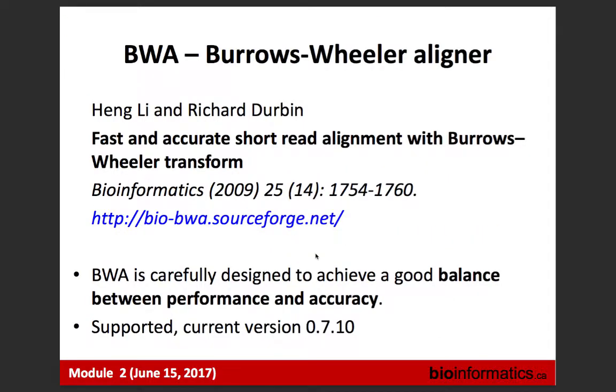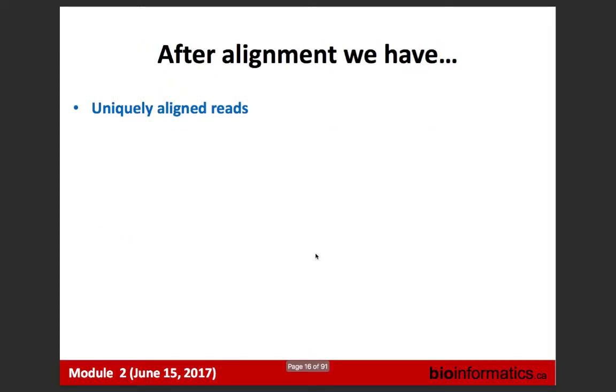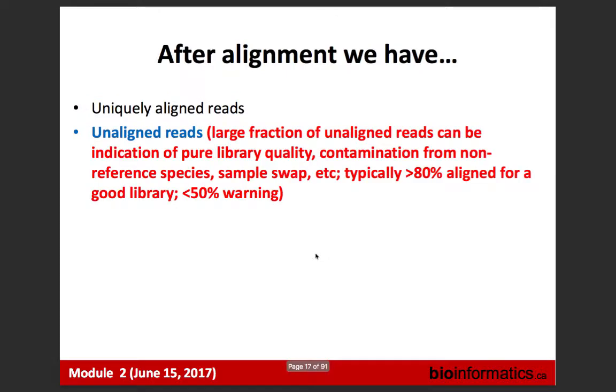So that's a reference to the aligner, which we are going to use. And now I will go through this quickly, because we will come back to those questions when we do the tutorial. So when we align our file, we didn't introduce the file yet, but what classes of reads do we expect? First, uniquely aligned reads. Those are good, and more than 90% of FASTQ reads should be uniquely aligned.